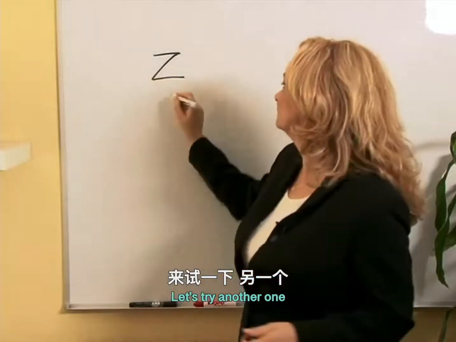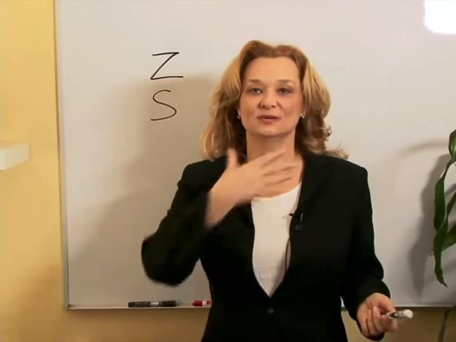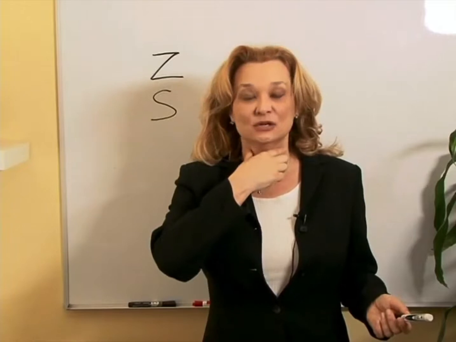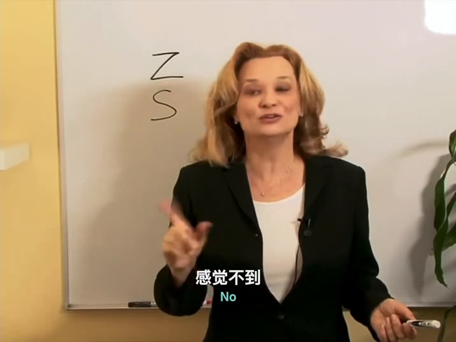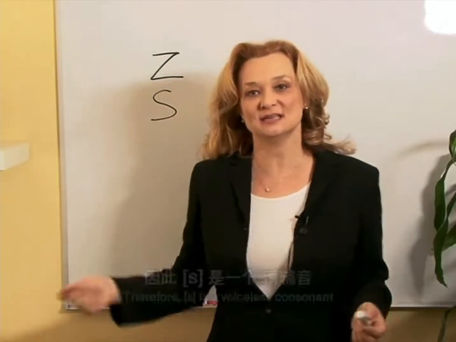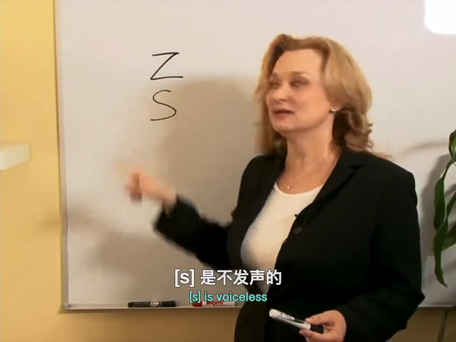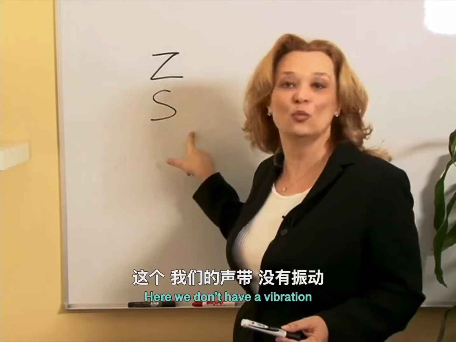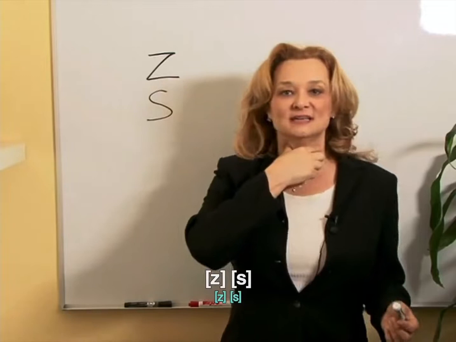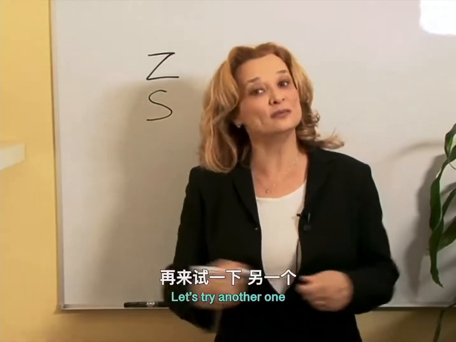Let's try another one. Let's try S. Put your fingers on your vocal cords again, and let's say S. Do you feel a vibration this time? No. Therefore, S is a voiceless consonant. So Z is voiced, S is voiceless. Here we have a vibration, here we don't have a vibration. Let's try that again. Z, S, Z, S, Z, S. Vibration, no vibration.